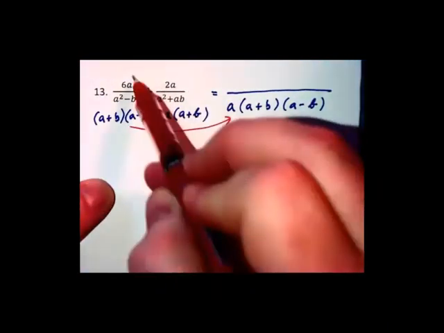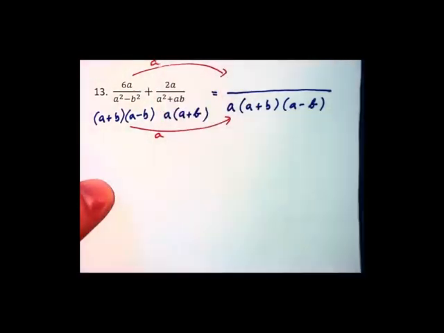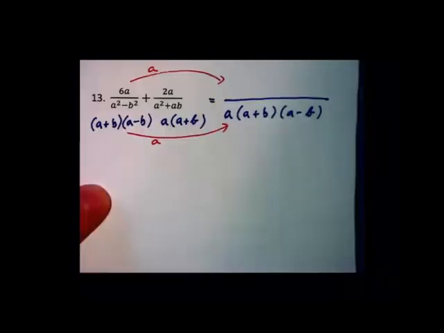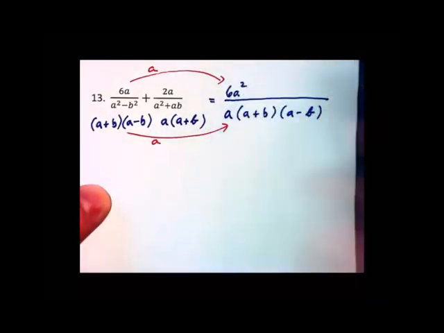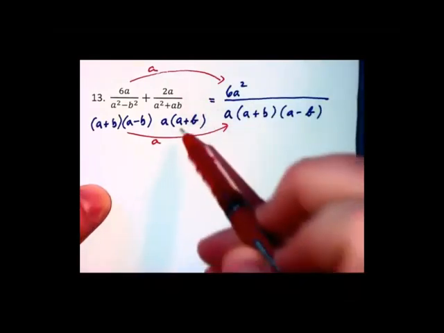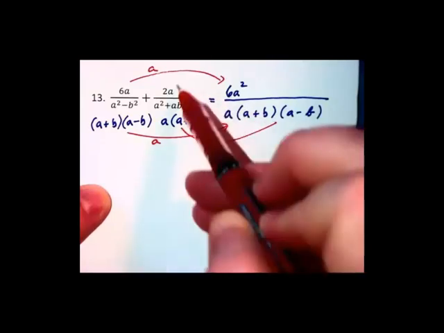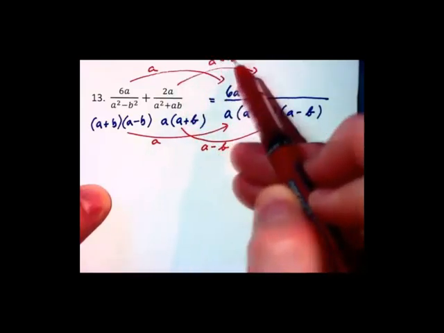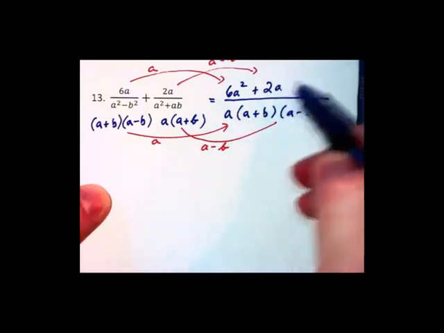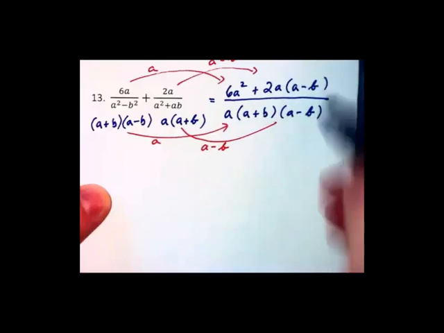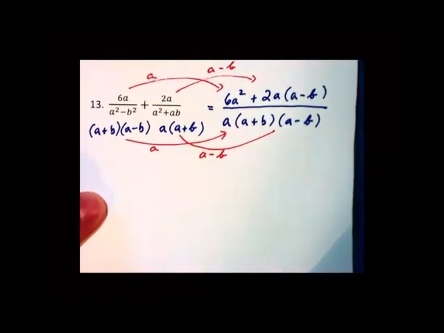This first fraction down below, the only thing that's new is a. So up above, all I'm going to do is multiply by a, and so that 6a is going to become 6a squared. And in the second expression, we notice that the a minus b is new down below, so we're going to multiply by an a minus b up above. So plus 2a times a minus b, and again, don't cancel those a minus b's because the one in the numerator is not a factor of the whole numerator.